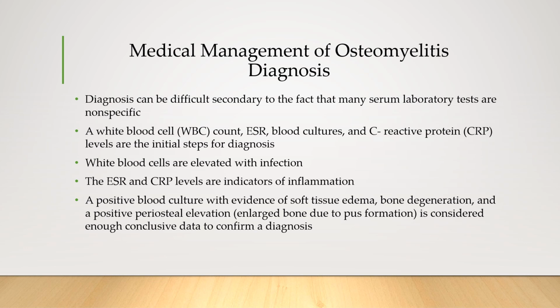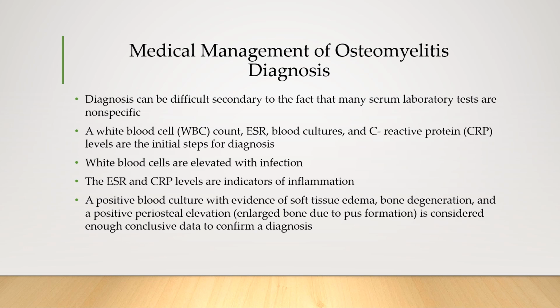So, medical management of osteomyelitis, and then diagnosis. Diagnosis can be difficult secondary to the fact that many serum laboratory tests are nonspecific. A white blood cell (WBC) count, ESR, blood cultures, and a C-reactive protein (CRP), these levels are the initial steps for diagnosis. White blood cells will be elevated due to the infection. The ESR and the CRP levels are indicators of inflammation.